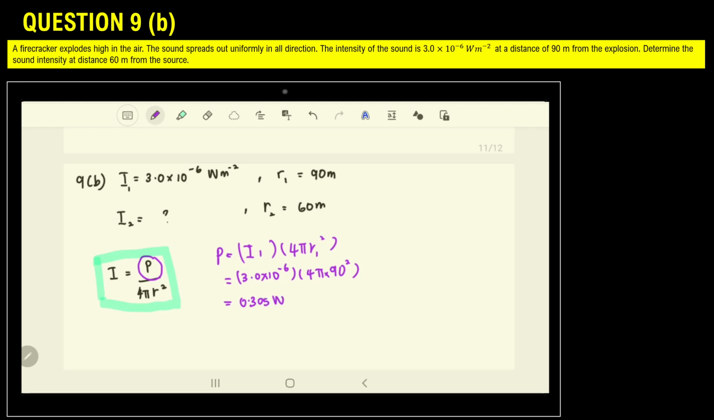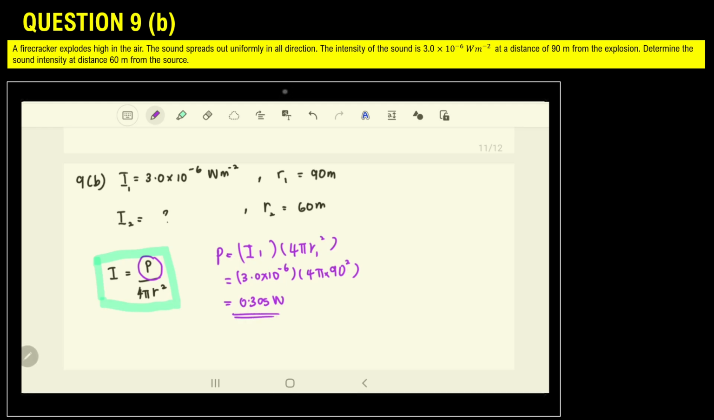So since we want to find what is the intensity when the distance from the source is 60 meter, we start with the same sound from the same firecracker. So that means the power is constant. It's from the same firecracker.